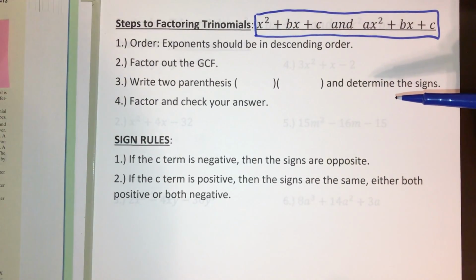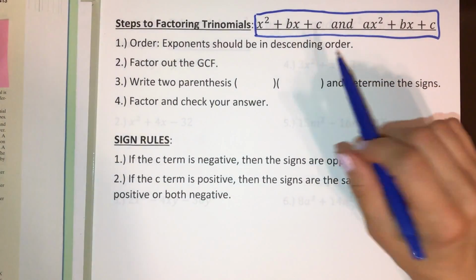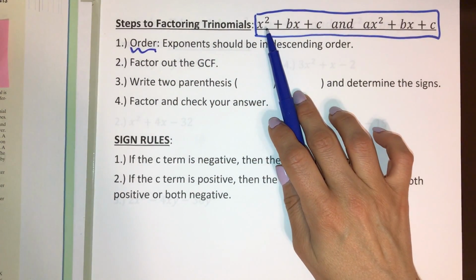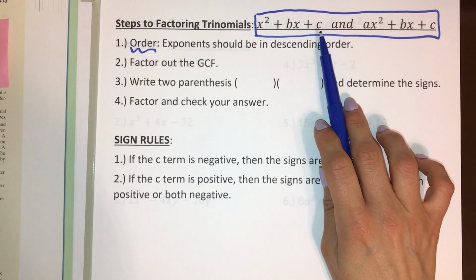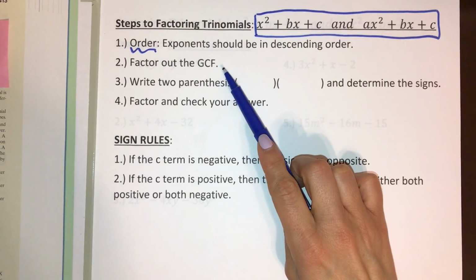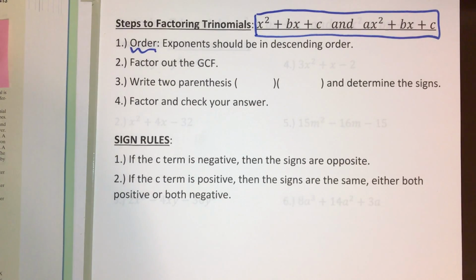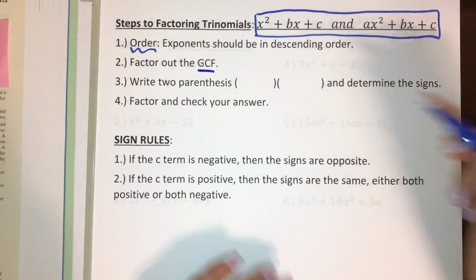As we look at the examples, we will follow the steps. The first thing you want to make sure is that you look at your trinomial and check the order. The order should be largest exponent to smallest, so it should look something like one of these. The second step is if you see that your trinomial has a greatest common factor, you must factor that out.